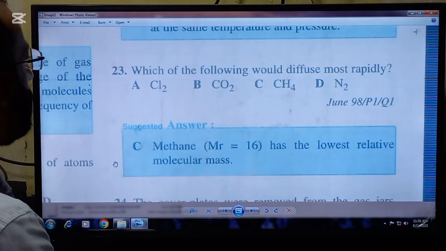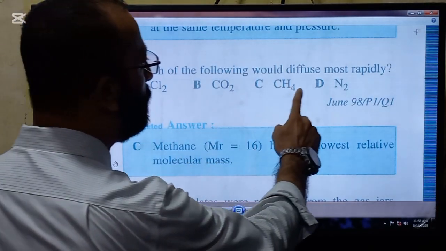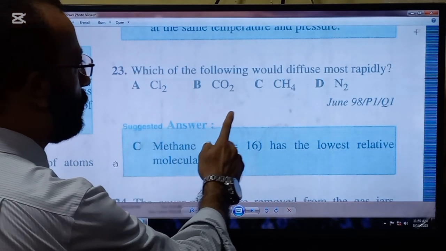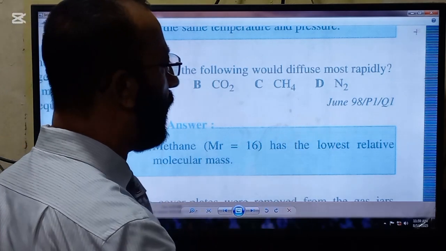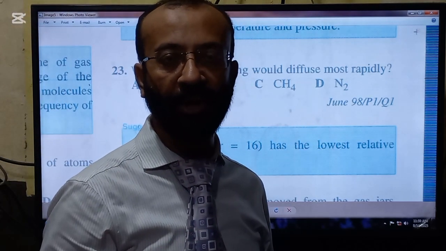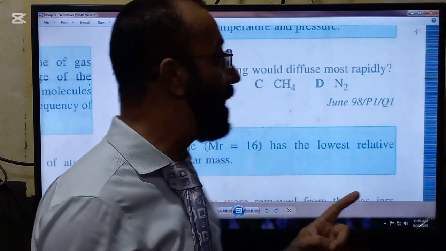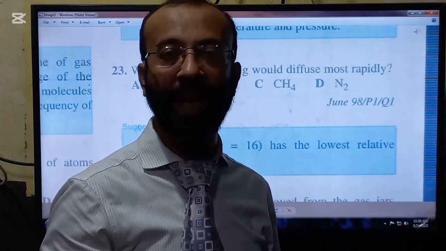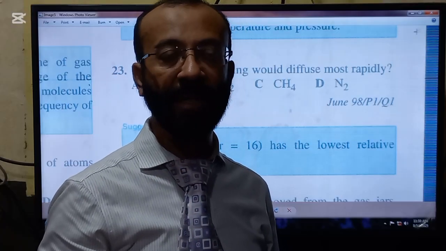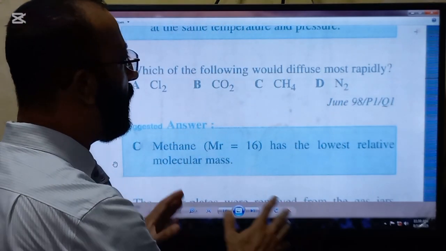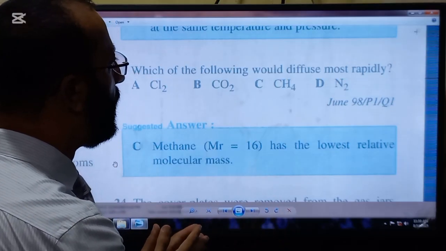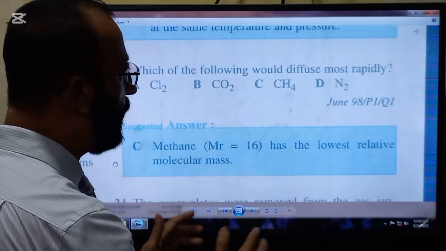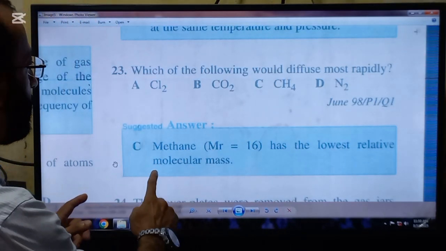Here is another question. The statement is, which of the following would diffuse most rapidly? A is Cl2, B CO2, C CH4, and D N2. The key point for this kind of question is, first we find the relative molecular masses of all the options. The substance having the least relative molecular mass will move most rapidly, and the substance having the maximum relative molecular mass will move with the least speed. So the answer is C.